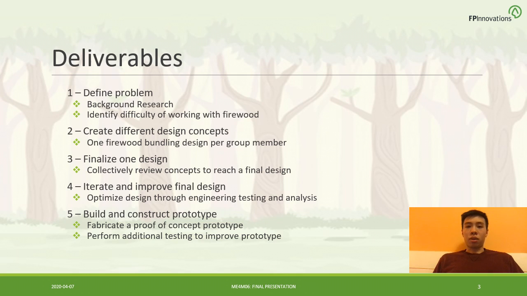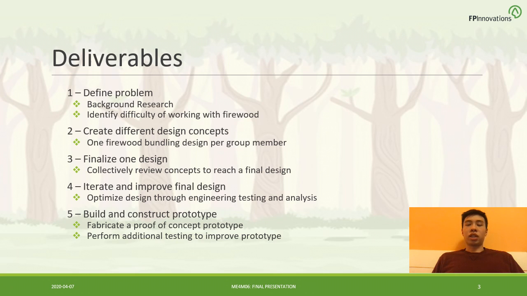Our first deliverable was to define the problem, which included performing background research of existing firewood bundling processes, as well as identifying sub-objectives for the design. Our second deliverable was to create different initial design concepts. The idea was for each group member to develop one design that incorporated the components for each sub-objective.